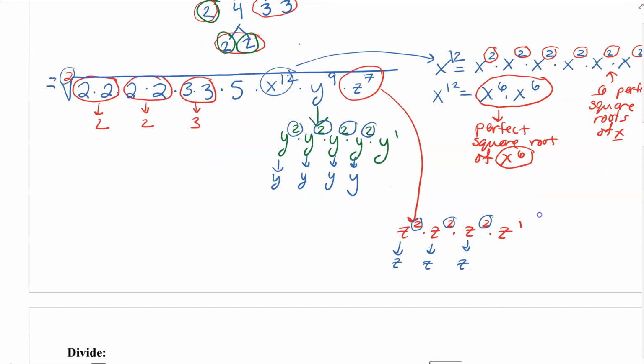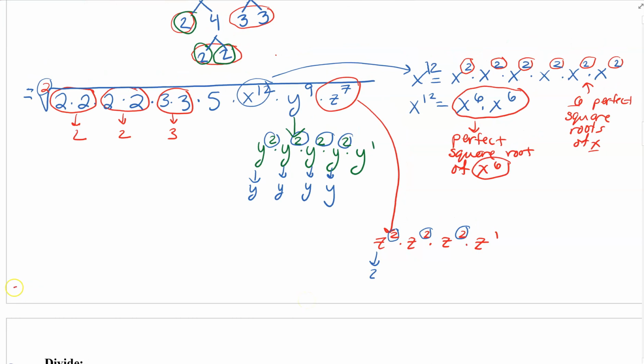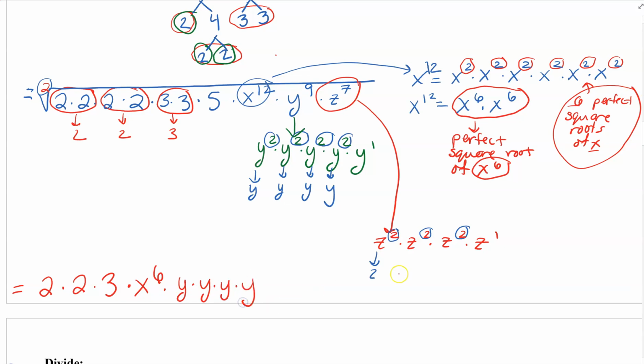Okay, so what does this all simplify down to? Well, I can pull out a 2, a 2, a 3. I can pull out an x to the 6th, or 6 single x's, right? 6 perfect square roots of x. I can pull out 4 y's, and I can pull out 3 z's.